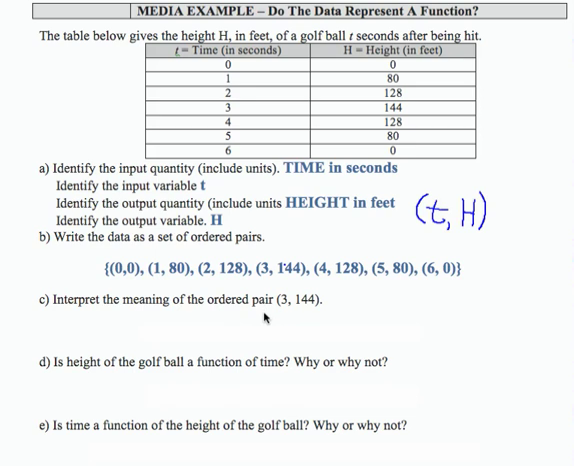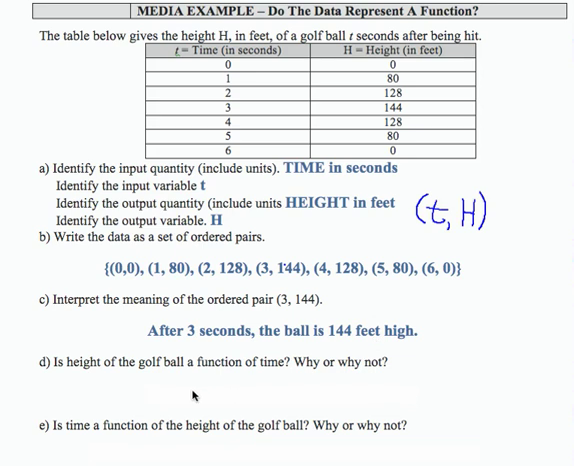Now, to interpret the meaning of the ordered pair 3, 144, remember that every ordered pair has the form time, comma, height. So 3 represents time, 144 represents height. So to write that in a sentence: after 3 seconds, the ball is 144 feet high. So every input-output combination can be written in this way.